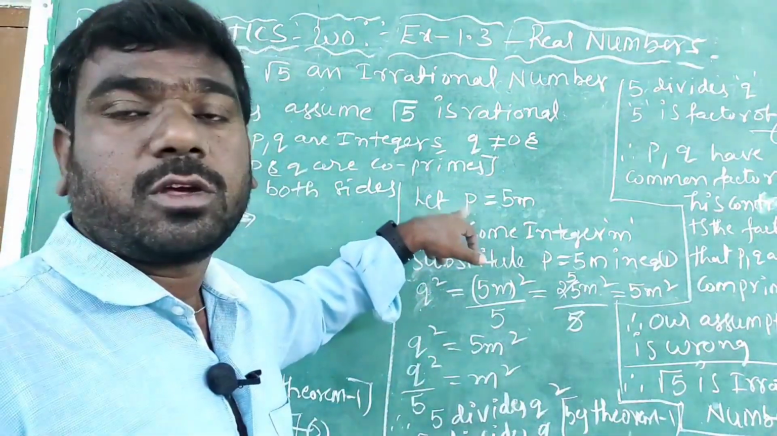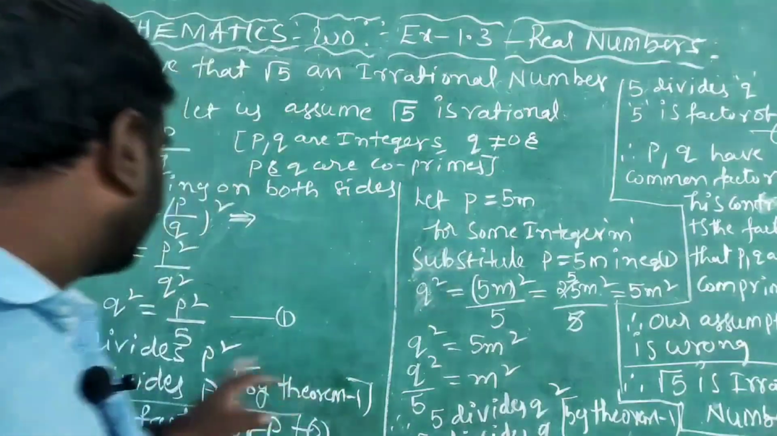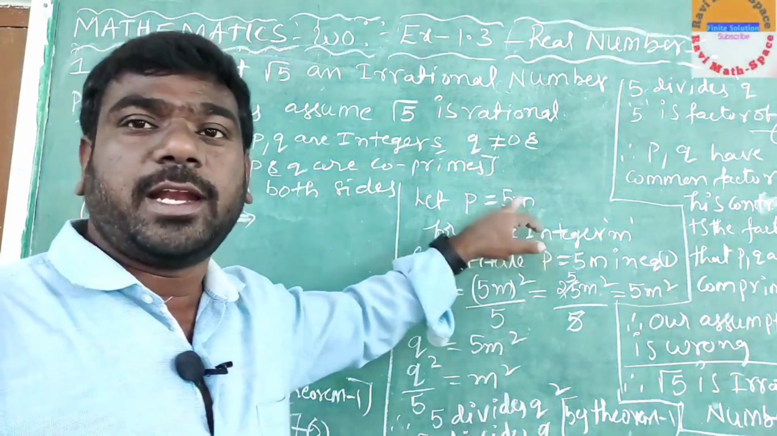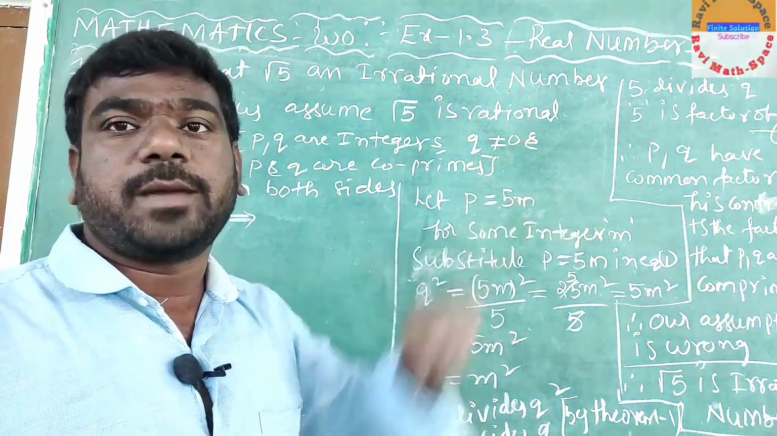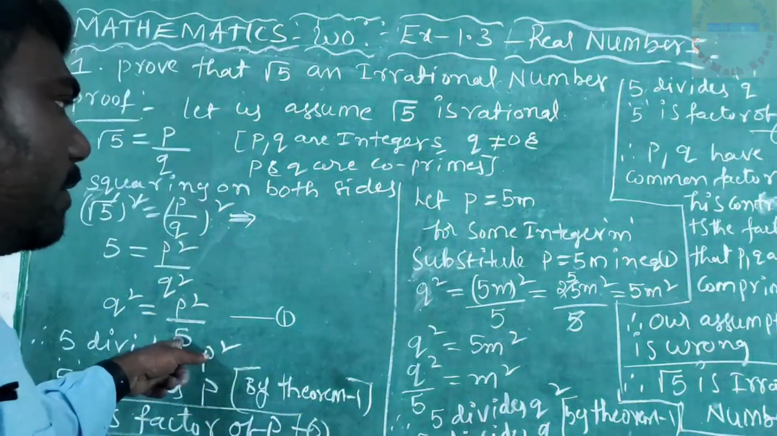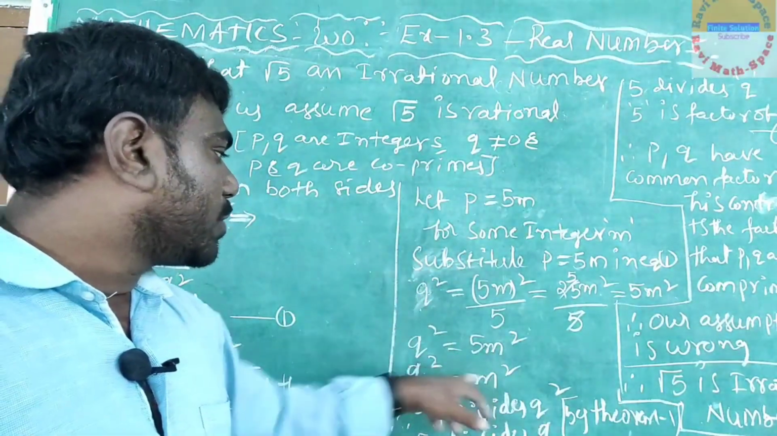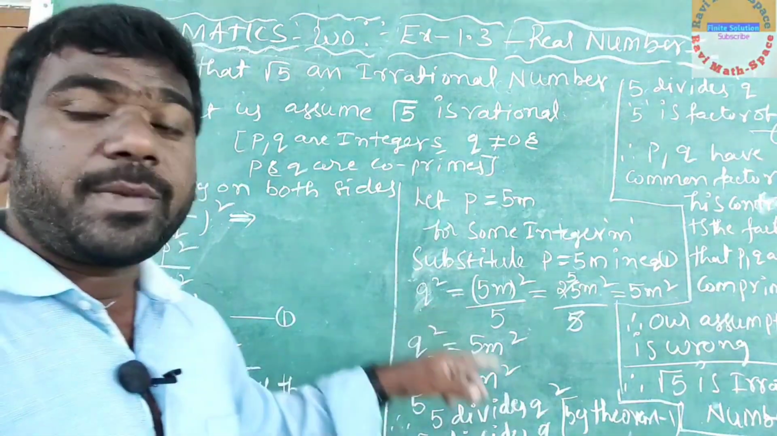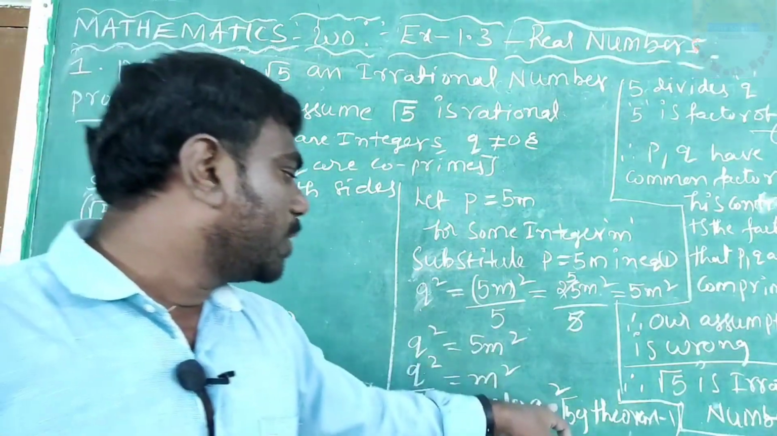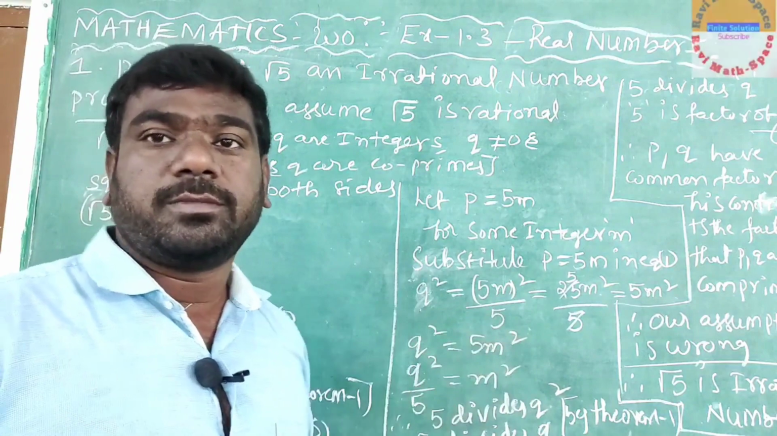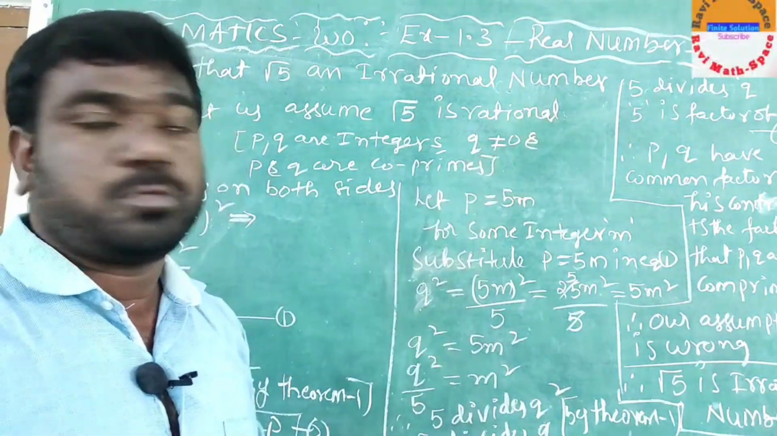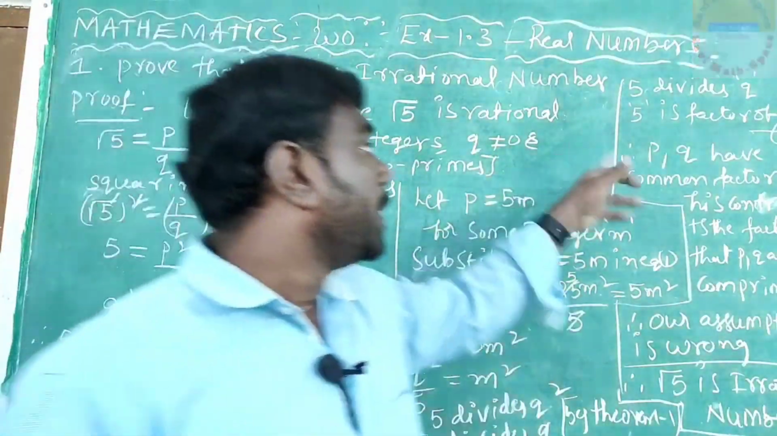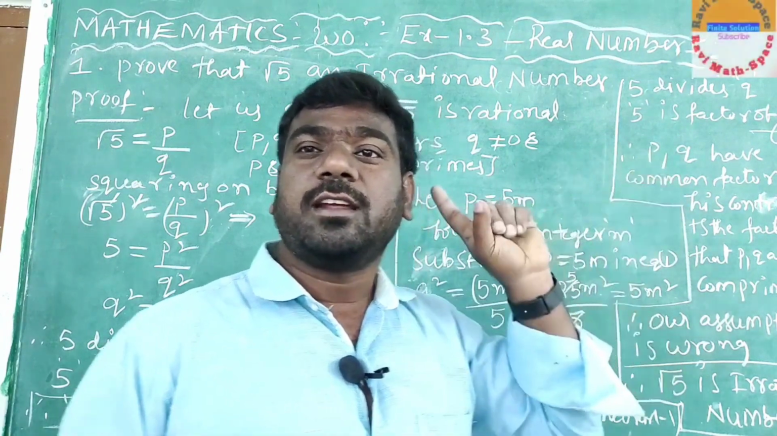Similarly, what about q? Instead of p, I can replace some value, that is, let p is equal to 5m for some integer m. Now substitute the p value in equation 1. We get q square is equal to 5 m square after all simplifications. Again here we can apply theorem 1. 5 divides q square means 5 divides q also. Meaning 5 is a factor of q. So from 2 and 3 we can say that p and q have a common factor 5.